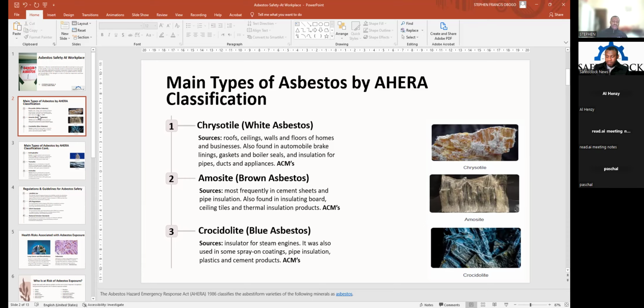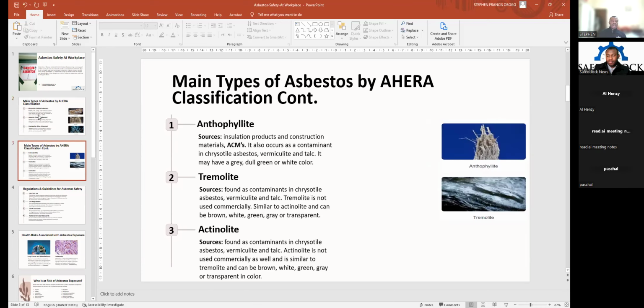The second one is amosite, which is called the brown asbestos. Most frequently you find it in cement sheets, pipe insulation, insulating board, ceiling tiles, and thermal insulation products as well. Then the third type is crocidolite, which is called the blue asbestos. You can find it in insulator materials used for steam engines. Also, it is used in some spray coating processes, pipe insulation, plastic, and cement products, as the case may be.